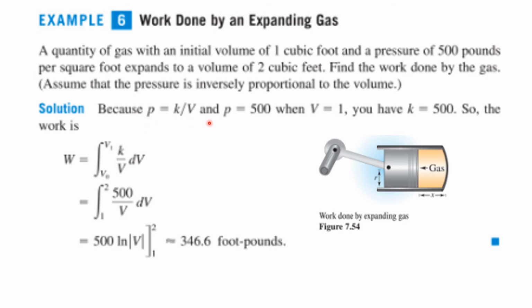So P is equal to K over V, and we use our information to determine the gas constant for the gas that we're doing. So 500 is K over 1, so K is 500. And so the work is going to be the integral from the initial volume to the final volume of K over V dV. I plug in the 500 and I get a natural logarithm here, and I would expect probably an exact answer, but if you're using a calculator you could get this as your answer in foot-pounds.